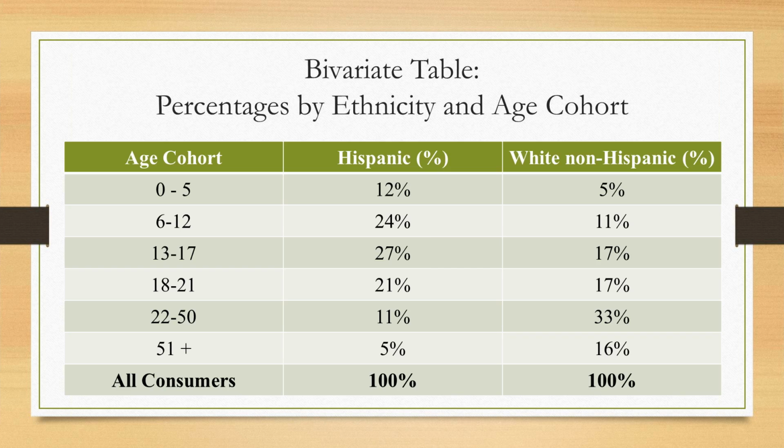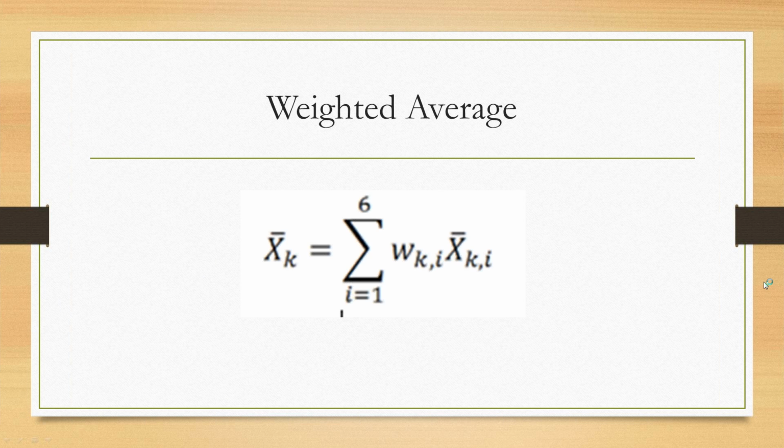So if you look at the 0 to 5 group, it is 12% for Hispanic and 5% for white non-Hispanic, and if you go up to the other extreme, 22 to 50, you have 33% being the white non-Hispanic group versus 11% in the Hispanic group. So again, the big picture we're trying to portray to the students is that the Hispanic population tends to be, in profile, a much younger group than, say, that of the white non-Hispanic group.